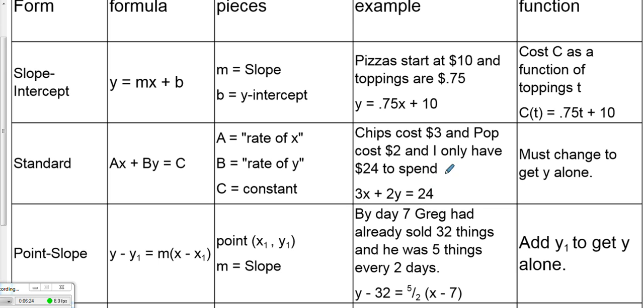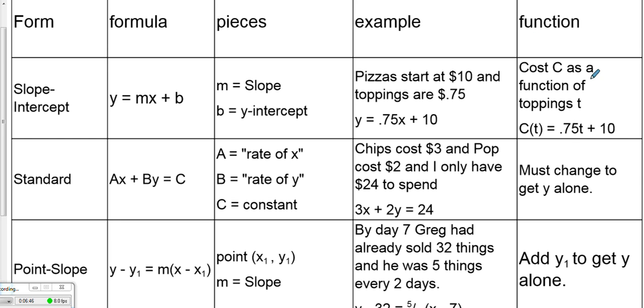So again, in a situation like this, it might be easiest to write it in standard form. If you want to solve for your y, though, and say, how much pop can I buy if I know that I've bought 7 chips or something like that, it might be easier to put it back into this form if you're trying to graph it or do other things with it.